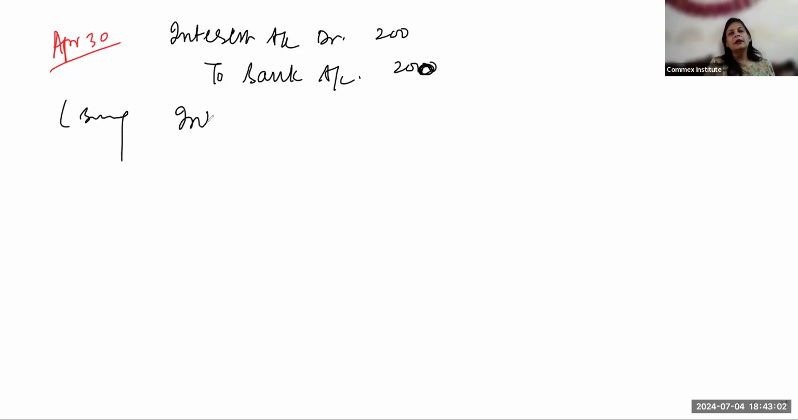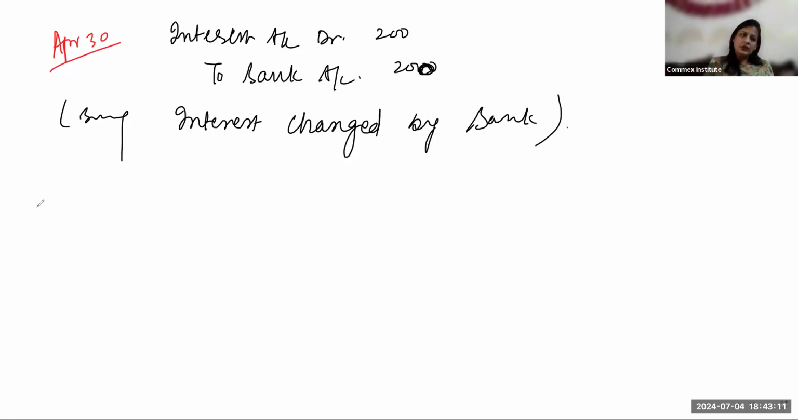Being interest charged by bank. Bank gives also the interest, bank charges also the interest. April 30th again. Next one, Supriti.